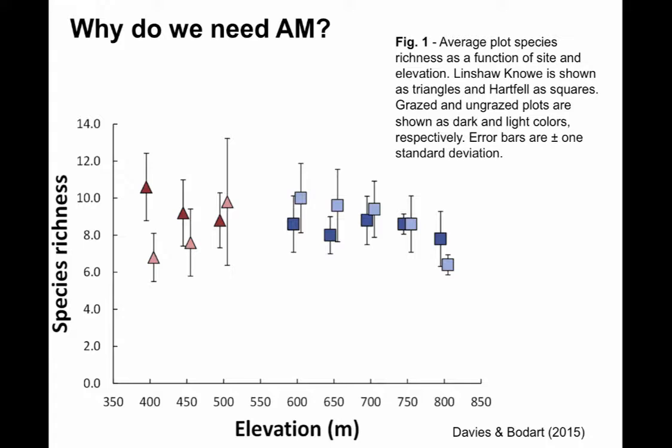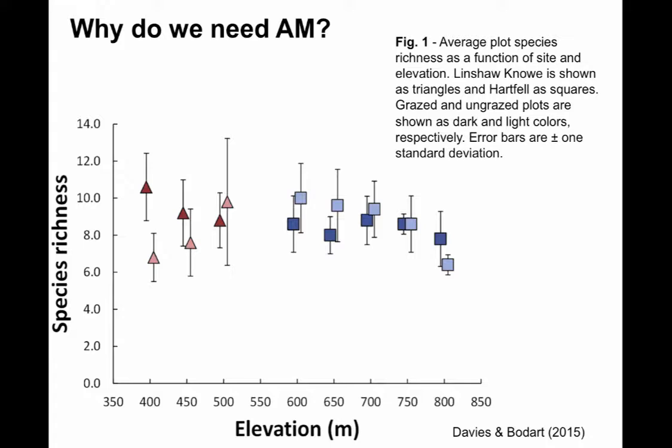What was found, and as you can see in this figure, is that this was just not the case. If you look at this graph that plots elevation by species richness, or the number of species, for grazed plots in dark colors and ungrazed in light colors, we see that at low elevations it is actually the grazed plots that have the higher species richness.